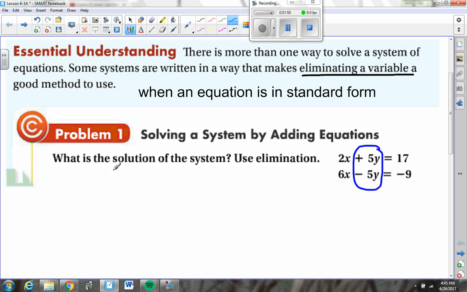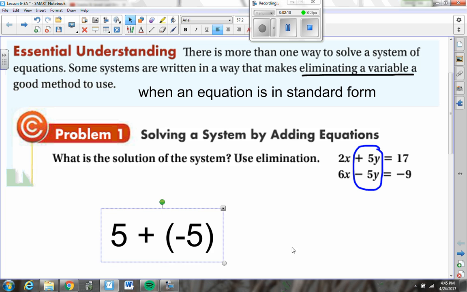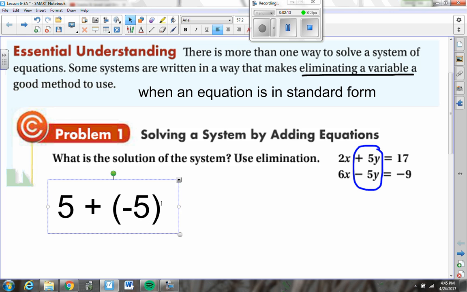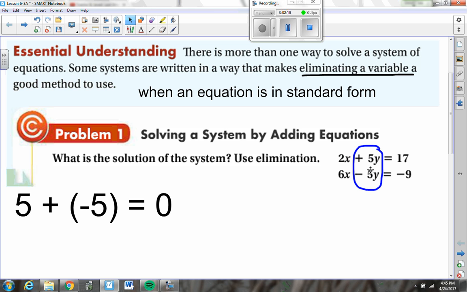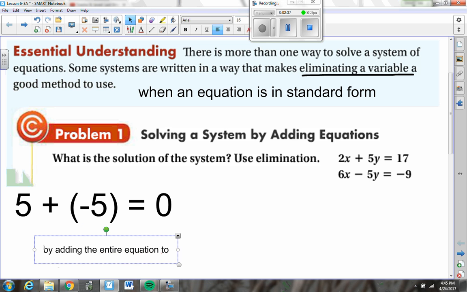The other thing I want you to realize is if I were to take 5 and add negative 5, what would this equal? Well, that would equal 0. So very easily, I can turn this equation into something with 0 y's. My y's are going to disappear. I'm going to eliminate them simply by adding the entire equation together. So the first thing I'm going to do is add the entire equation together.